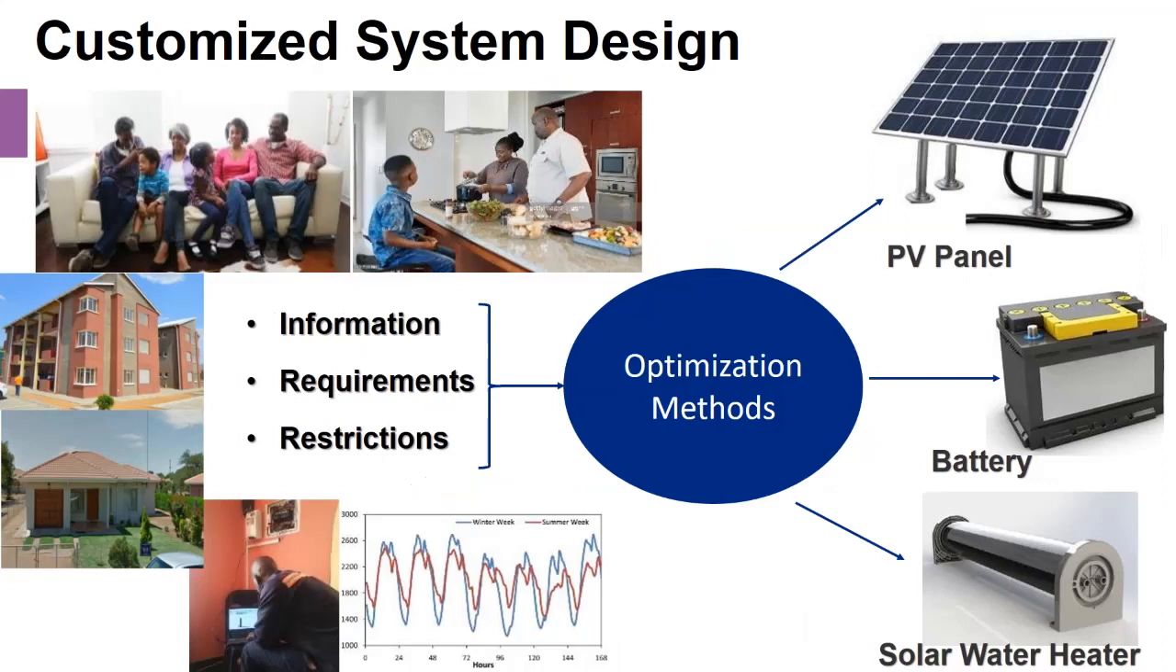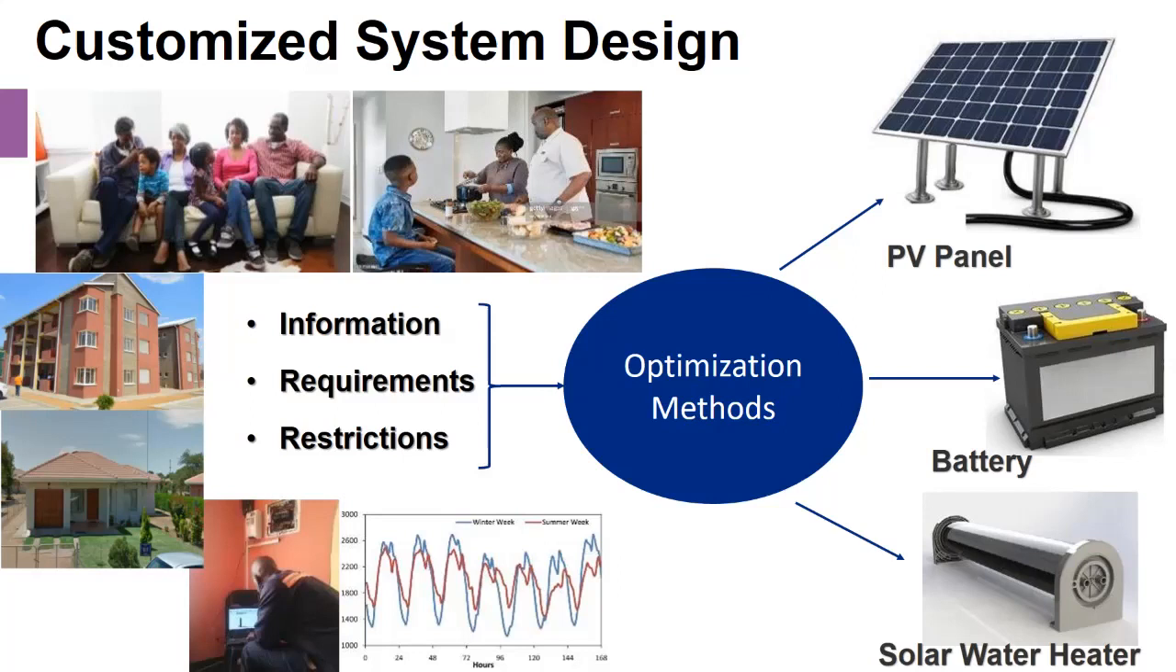Another solution that we provide in SwanaSmartStore is customized system design. We design an optimal system based on the information, requirements, and restrictions of each customer. Information such as utility consumption pattern, building type, income level, and the number of persons in each family.